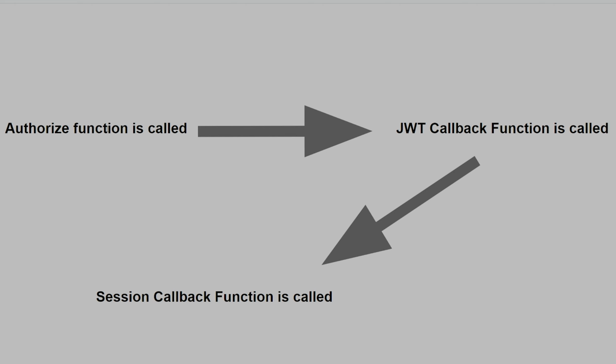After this function is called, if you have marked your provider to use the JWT as the session, then the JWT callback function will be called. And right after the JWT callback function is called, the session callback is called. So this is the order of how the callbacks are called. And this is a very important step because that's going to help you understand how to use these callback functions and how you could utilize them to your benefit.